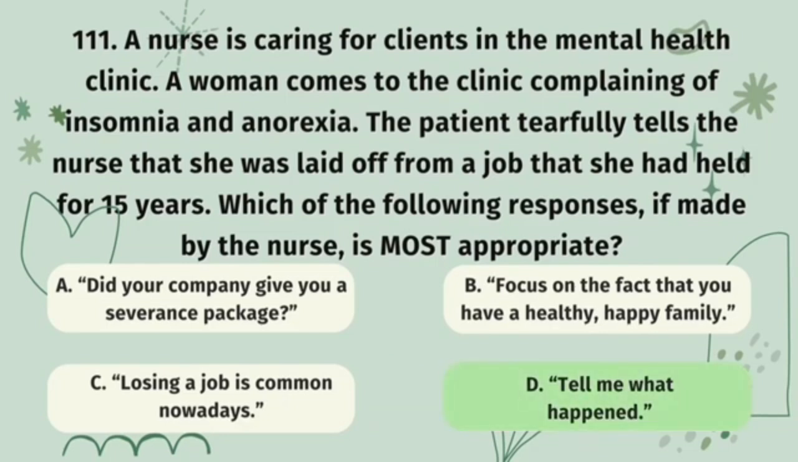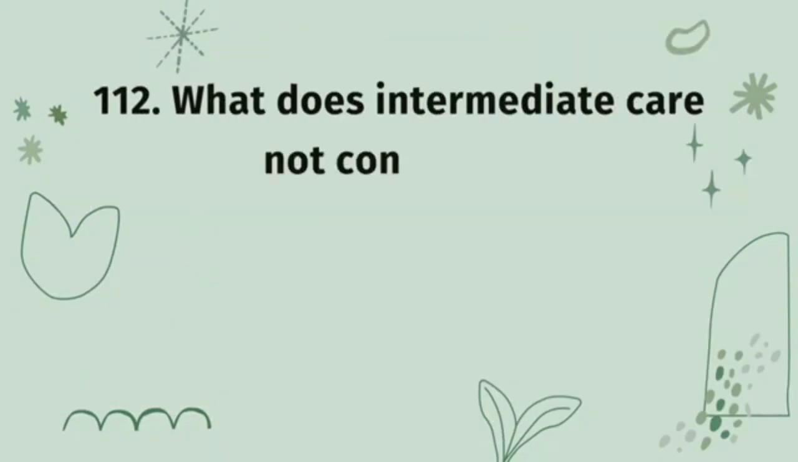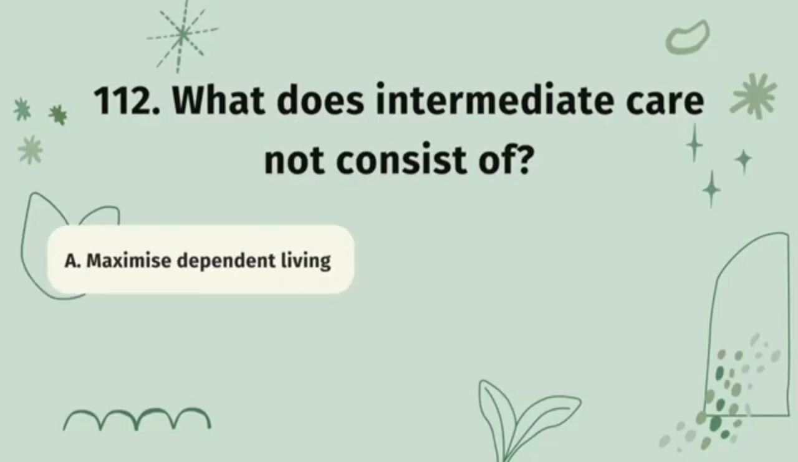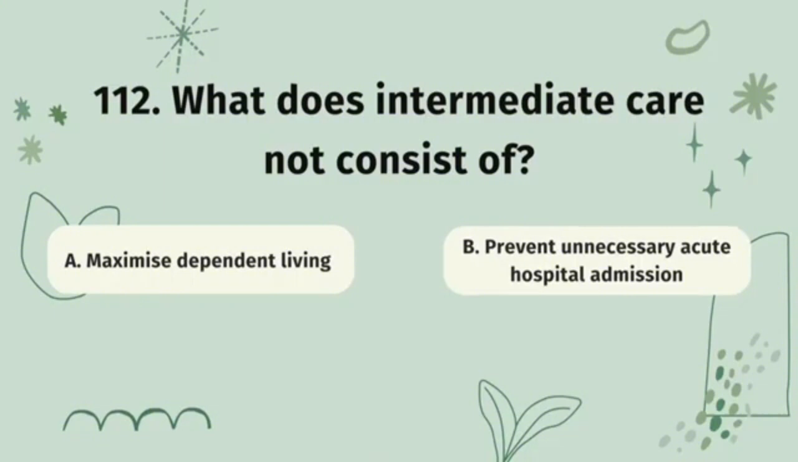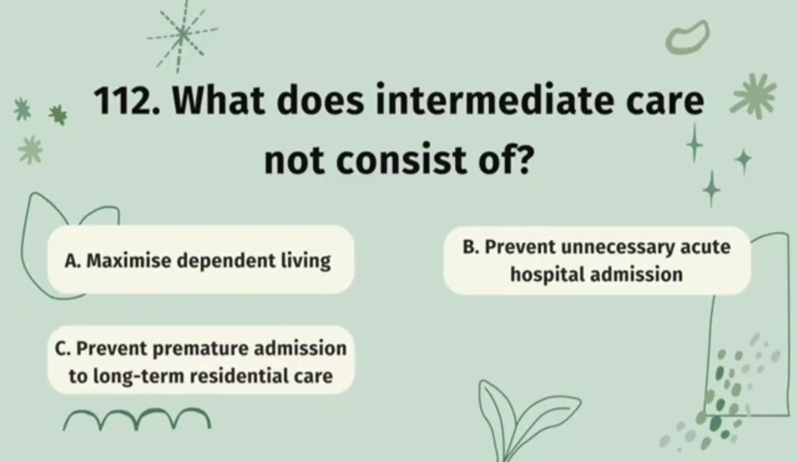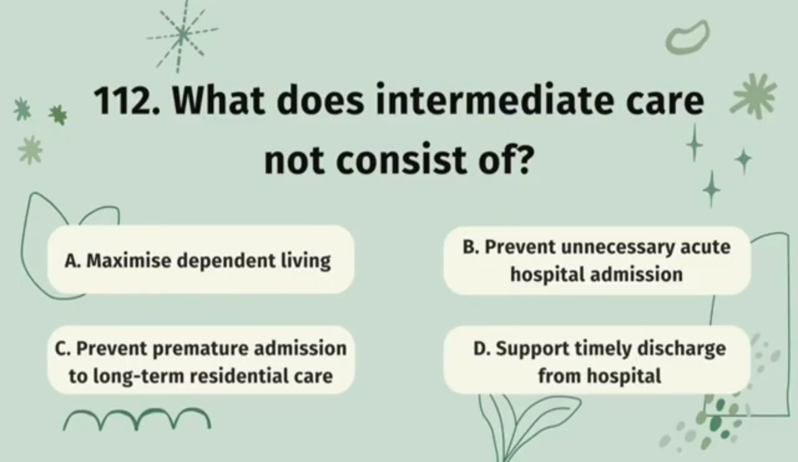The correct answer is D. Question 112. What does intermediate care not consist of? Option A, maximize dependent living. Option B, prevent unnecessary acute hospital admission. Option C, prevent premature admission to long-term residential care. Option D, support timely discharge from hospital.